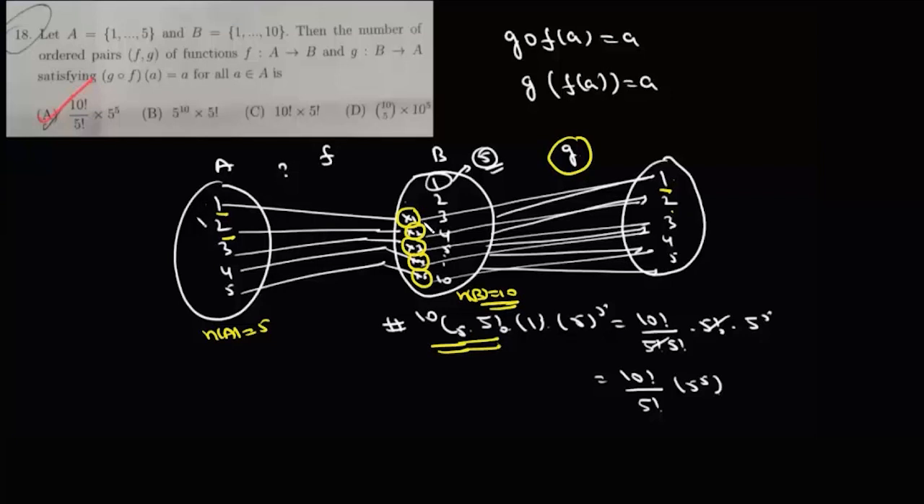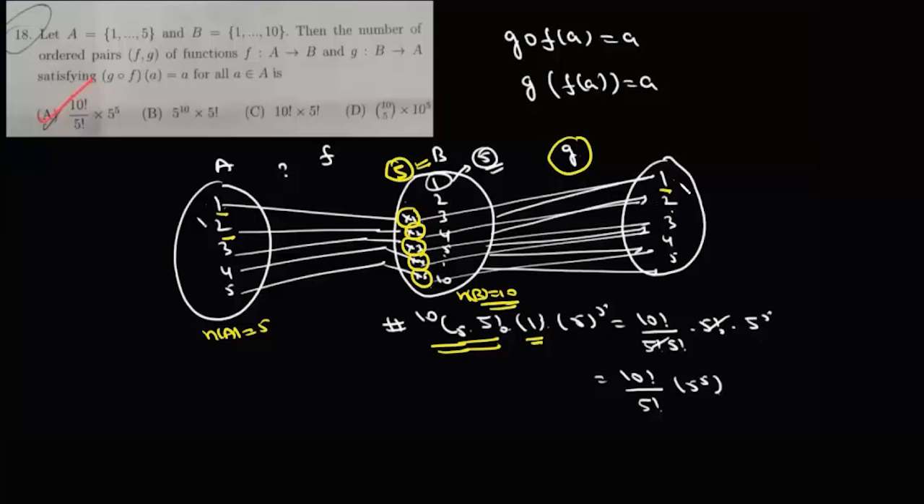Now coming to this set B, this set B has 10 elements. For these 5 elements, we already know their images, right? If x1 is mapped to 1, then x1 must be mapped to 1 for this g of f of a to be A. So the image of these 5 elements is already defined. So the number of ways of choosing the image for these 5 elements will be simply 1. What we are now left with is 5 remaining elements in B, and for these 5 remaining elements, we need to find an image in this set A.